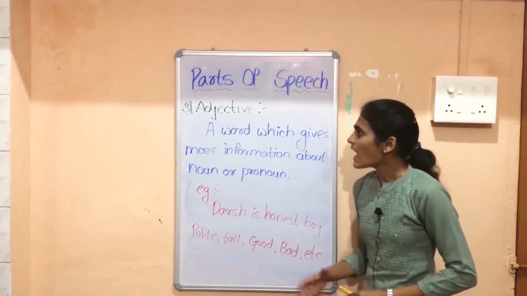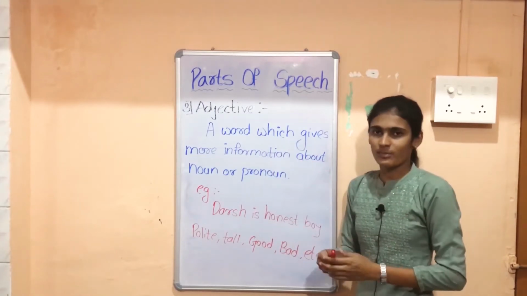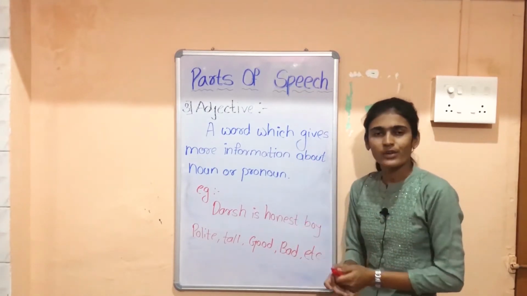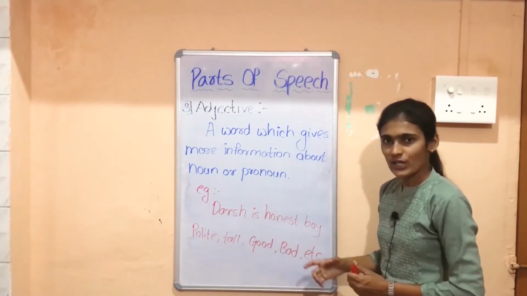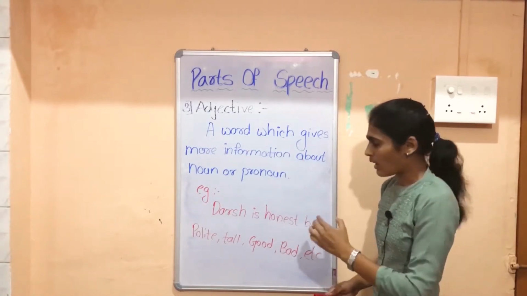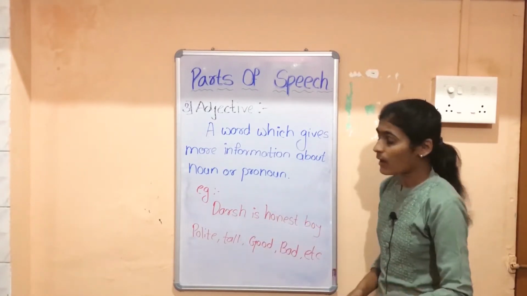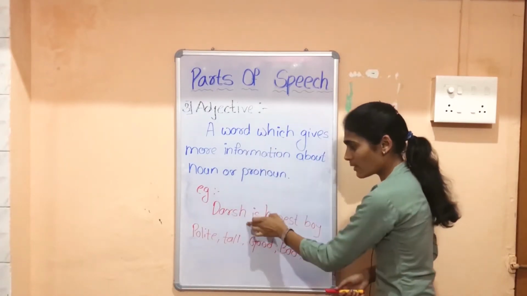Okay. So buddies, our next point is adjective. A word which gives more information about a noun or pronoun is called an adjective. For example, Darsh is an honest boy. What does the adjective say? It gives more information about a noun. In the example, what is the noun? Noun is Darsh. An adjective gives more information about a noun.